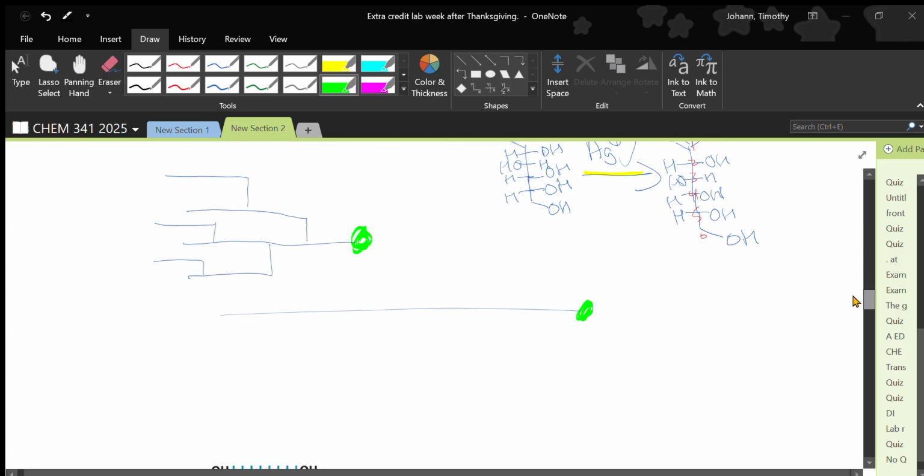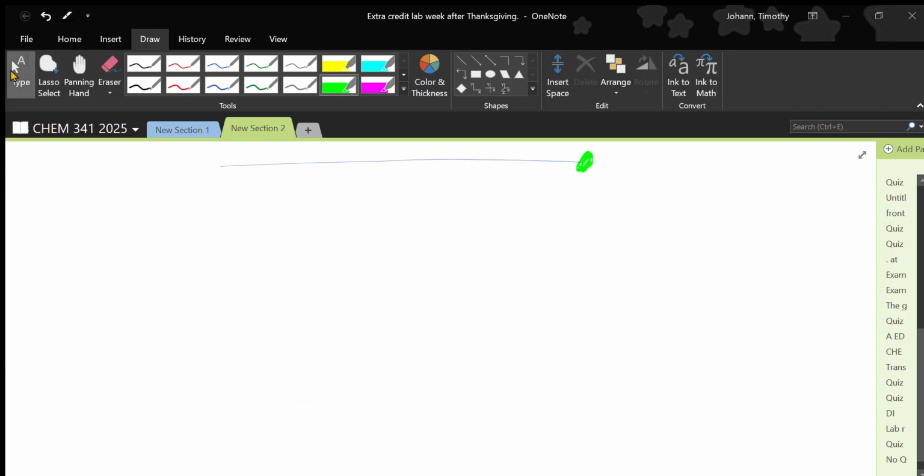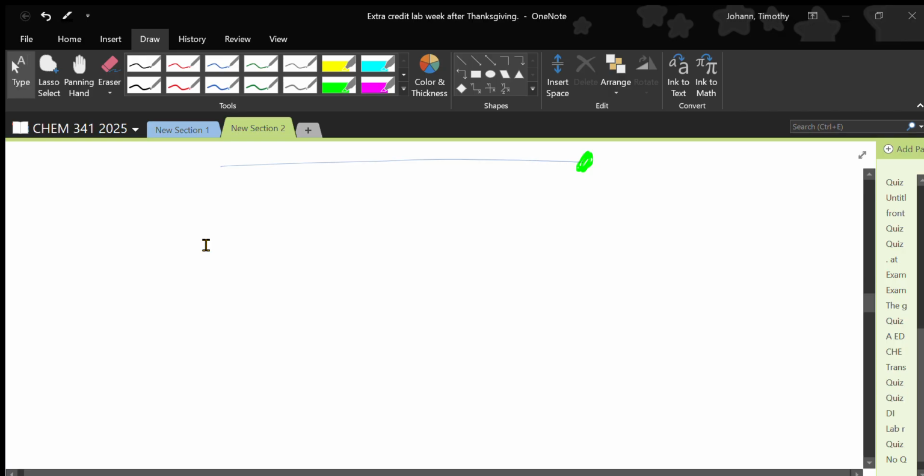So let's go on and talk about cellulose. There's a picture of cellulose right there. But I'm going to describe cellulose. So cellulose is a structural polymer, and it's different in that it has a different linkage. Not very different, but different.